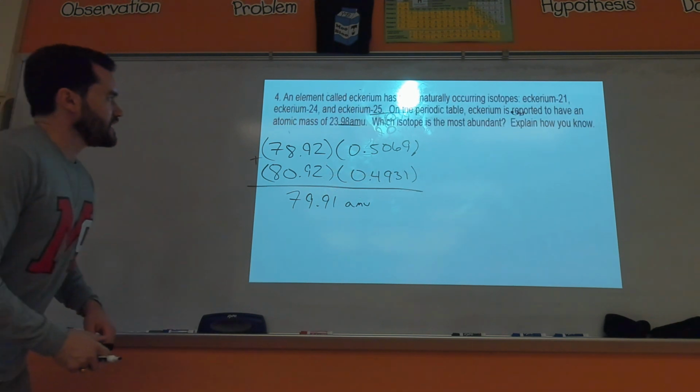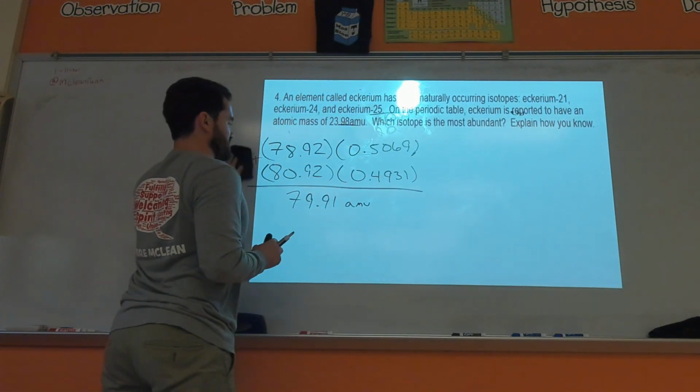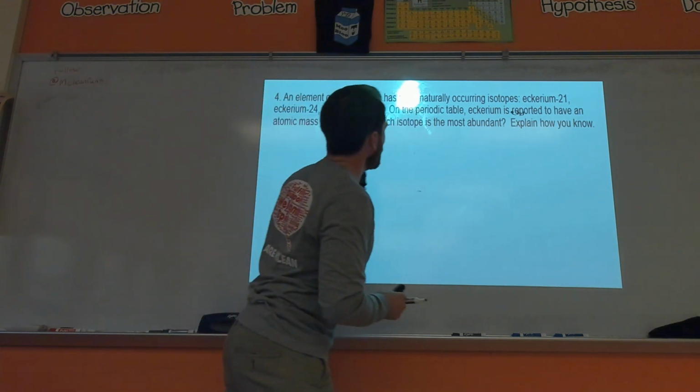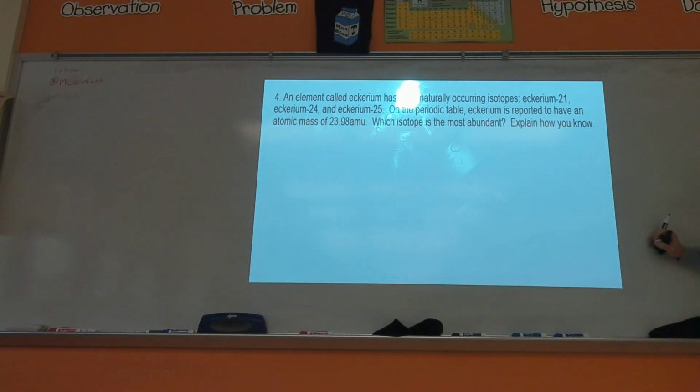All right. Last problem, an element called echerium has 3 naturally occurring isotopes. Echerium-21, Echerium-24, and Echerium-25. Now on the periodic table, echerium is reported to have an atomic mass of 23.98. So they want to know which of those 3 isotopes is the most abundant and why. What do you think? It's kind of interesting because they don't give us percentages to calculate, so it's like, well, how in the world can I even answer that then?